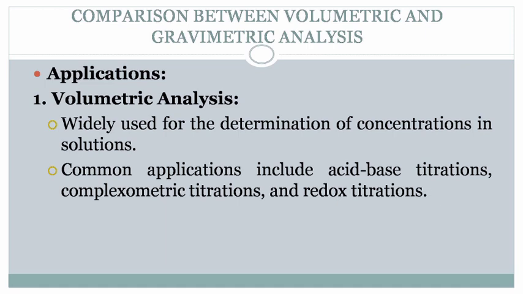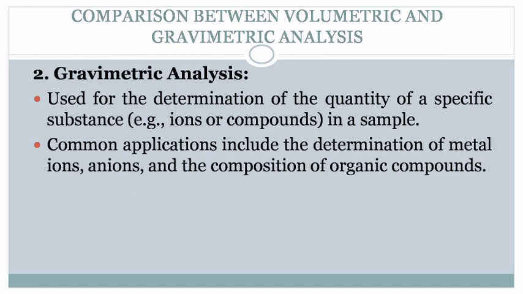Applications. First, volumetric analysis. Widely used for the determination of concentrations in solutions. Common applications include acid-base titrations, complexometric titrations, and redox titrations. Second, gravimetric analysis. Used for the determination of the quantity of a specific substance, for example, ions or compounds, in a sample. Common applications include the determination of metal ions, anions, and the composition of organic compounds.